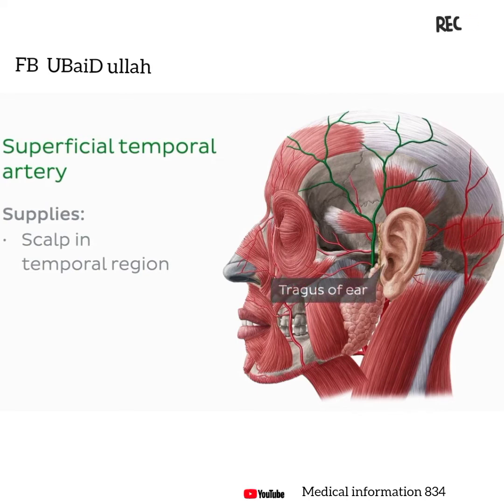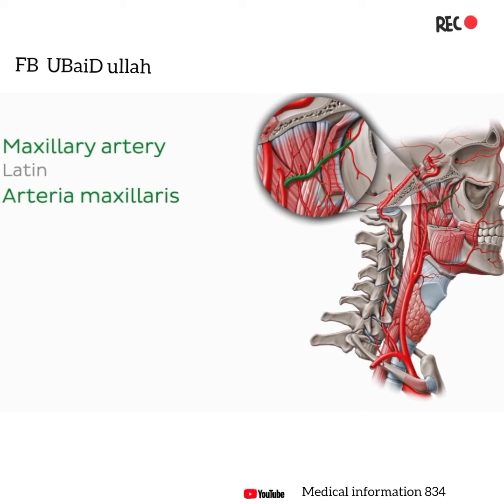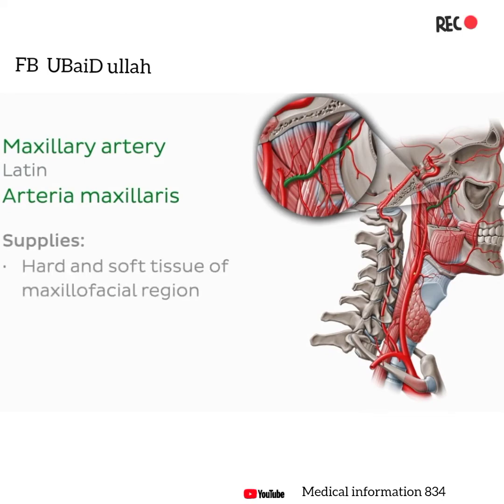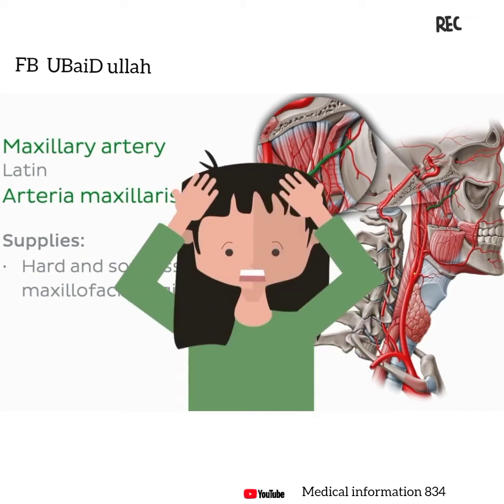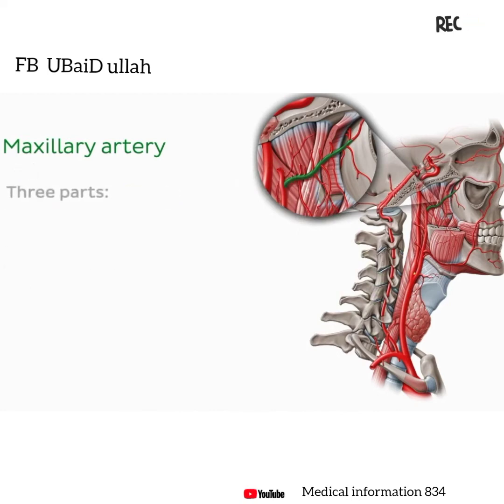Let's turn our attention now to the other of the 2 terminal branches of the external carotid artery, which is the maxillary artery. Of the 2 terminal branches, the maxillary artery is the larger one of the 2, and it supplies both the hard and soft tissue of the maxillofacial region with oxygenated, nutrient-rich blood. The maxillary artery also gives rise to roughly 15 defined branches. To help us keep track of all of these, we can divide the maxillary artery into 3 parts.